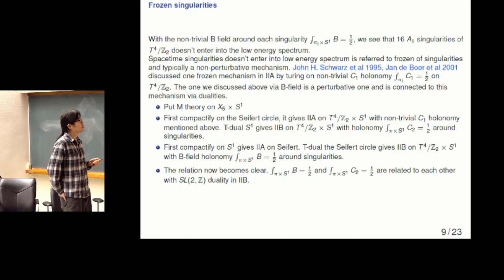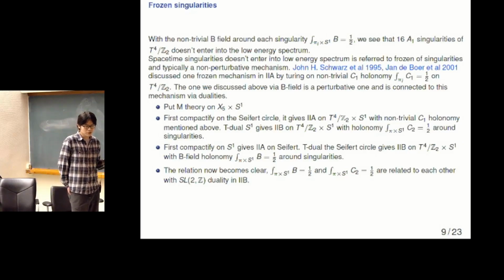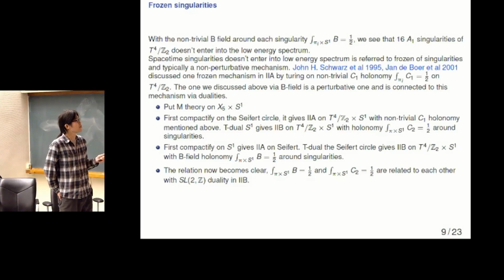And with the non-trivial B field around each singularity, we see that the singular locus doesn't enter into the low energy spectrum. And sometimes a singularity not entering the low energy spectrum is called a frozen singularity. And in these two papers, they discuss one specific mechanism of frozen singularity by turning on non-trivial C1 holonomy around each fixed point. And the one we just talked about could be considered as a perturbative mechanism of frozen singularity, and it is related to their mechanism via string dualities.